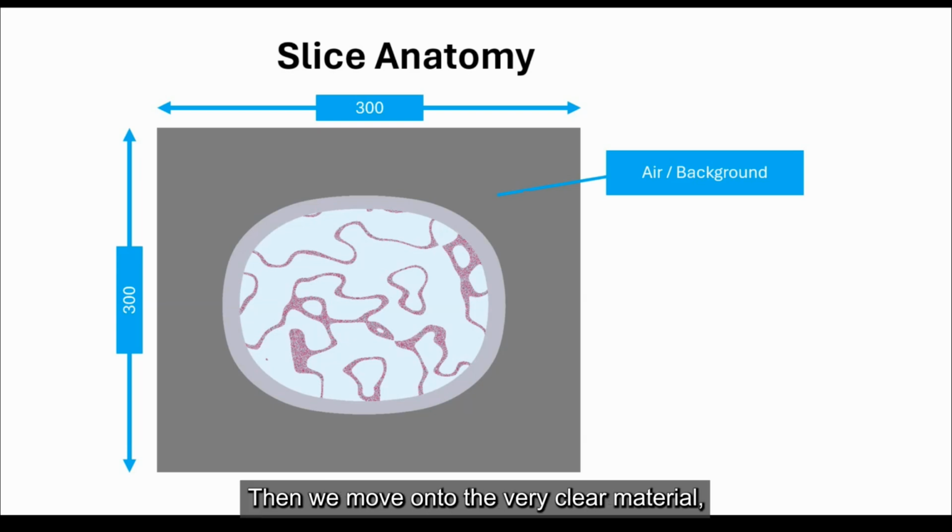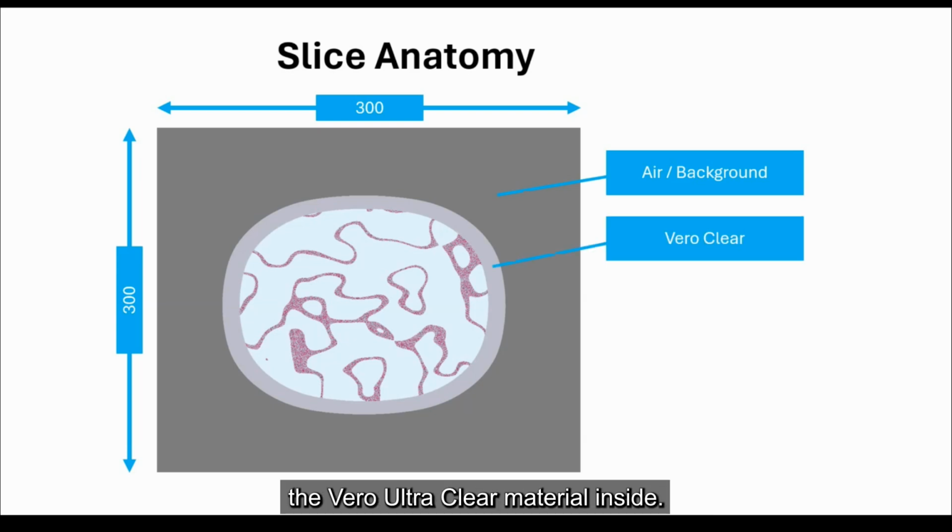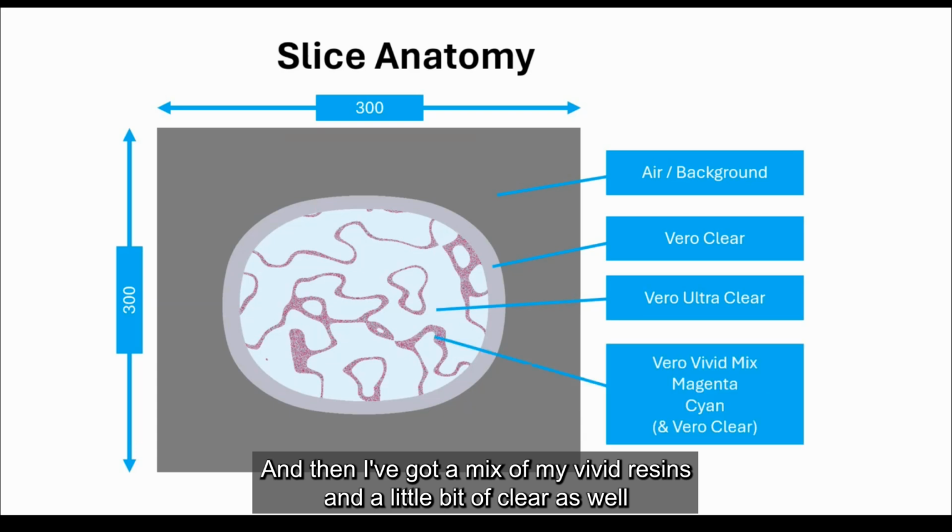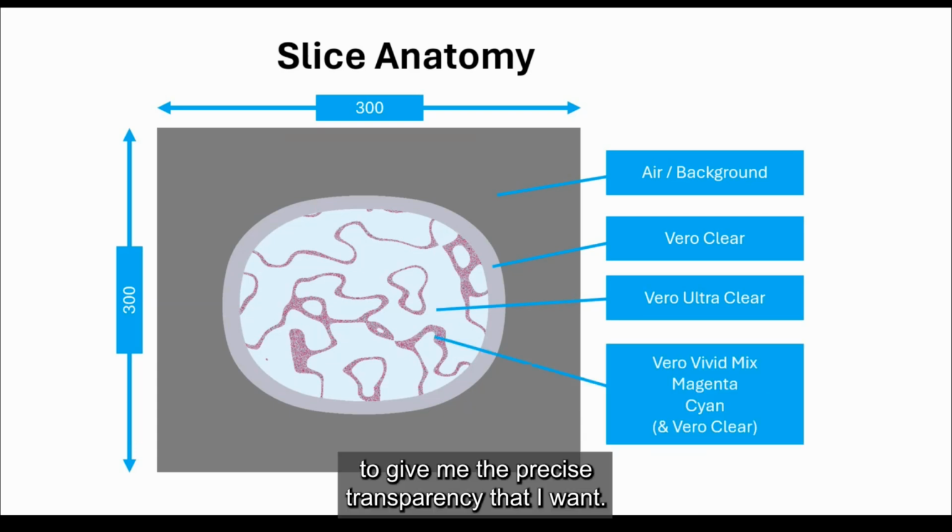Then we move on to the Vero clear material, the Vero UltraClear material inside, and then I've got a mix of my vivid resins and a little bit of clear as well to give me the precise transparency that I want.